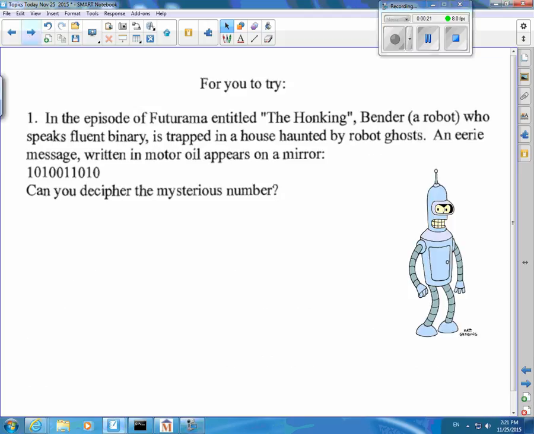Bender's a robot, and like all computers, he speaks in binary code. He speaks in a base 2 number system. And in an episode of the show, they see this mysterious number here, 10100111010, and it scares him, and we're supposed to figure out why it scares him, and that's because we're going to have to figure out what it is in base 10.